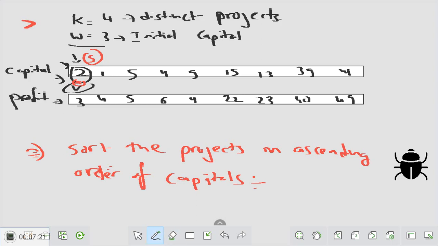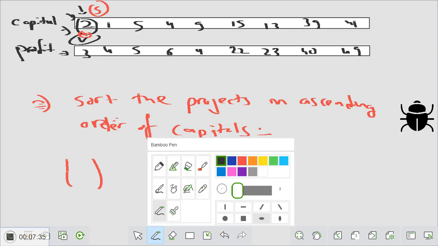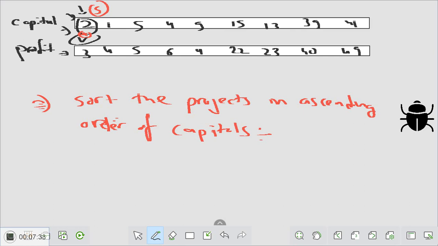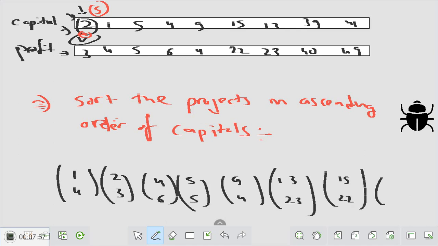Because if we have ascending order, then I can easily conclude one thing: if I cannot do a particular project... let me write it in increasing order first. When I write this in increasing order, the first project I will have is 1 4, the second project will be 2 3, the third project will be 4 6, the fourth project will be 5 5, the fifth project will be 9 4, the sixth project will be 13 23, after that 15 22, after that 39 40, and after that 41 and 49.